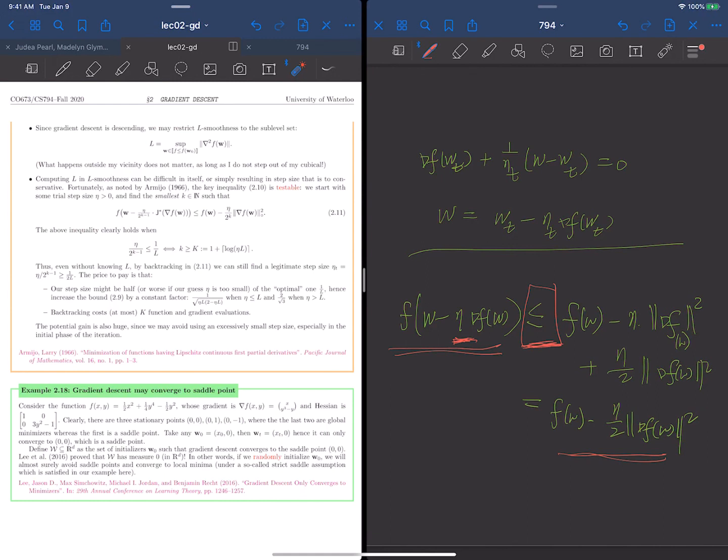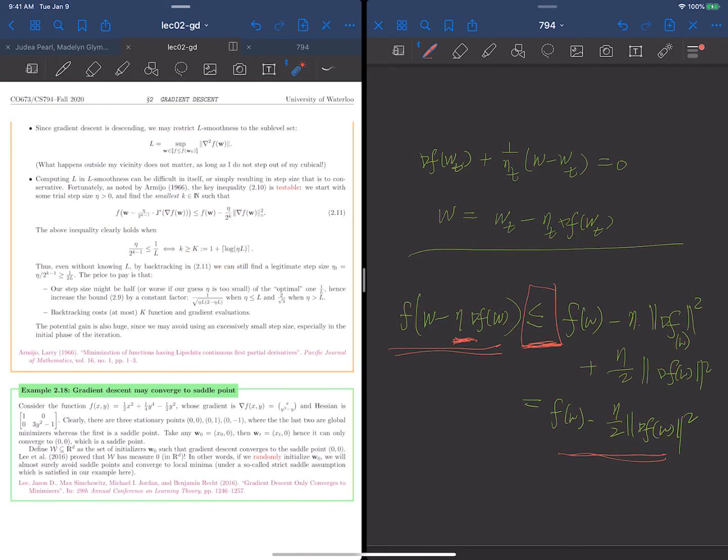In other words, by doing backtracking, you do not need to know the L constant here. Because if you look at this inequality that we're trying to test, nothing involves L. Everything can be computed. But in theory, all you need is to test this inequality by at most these many steps or these many times.